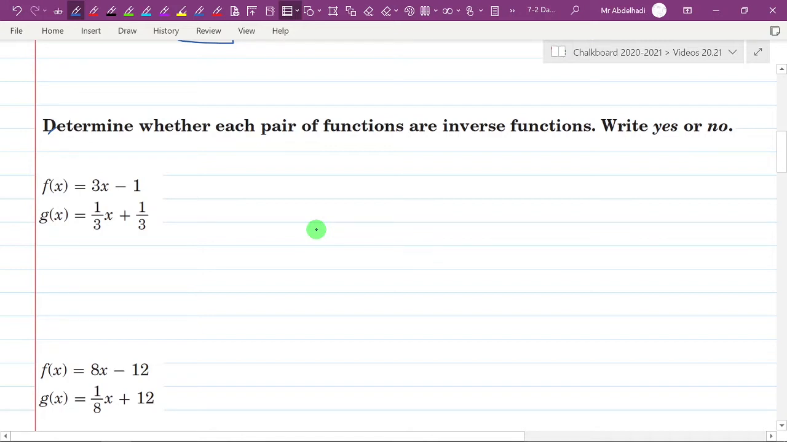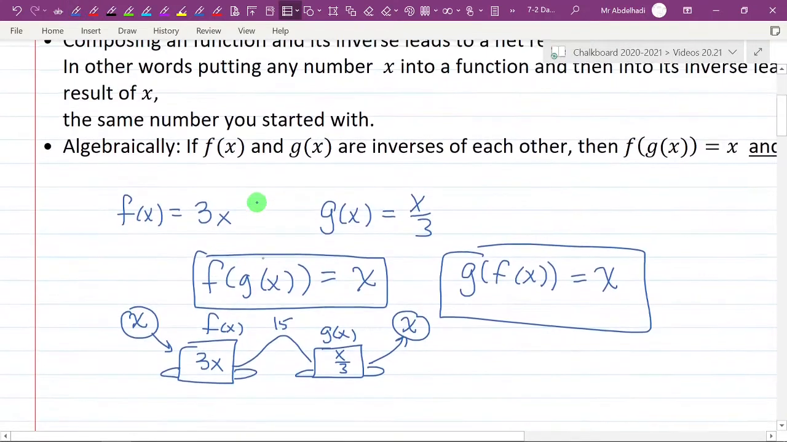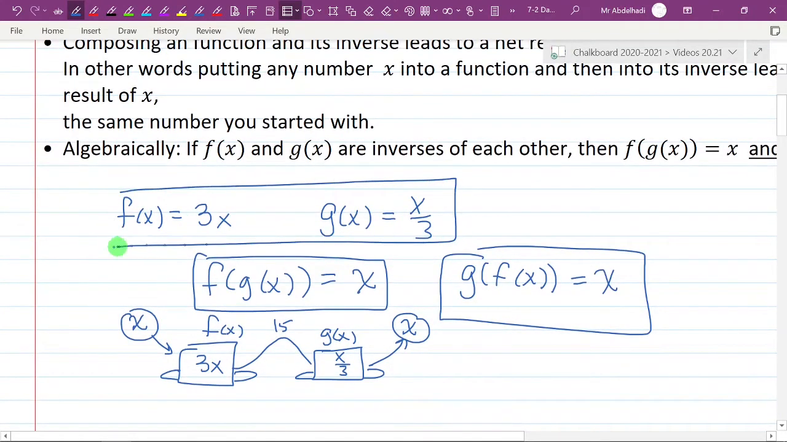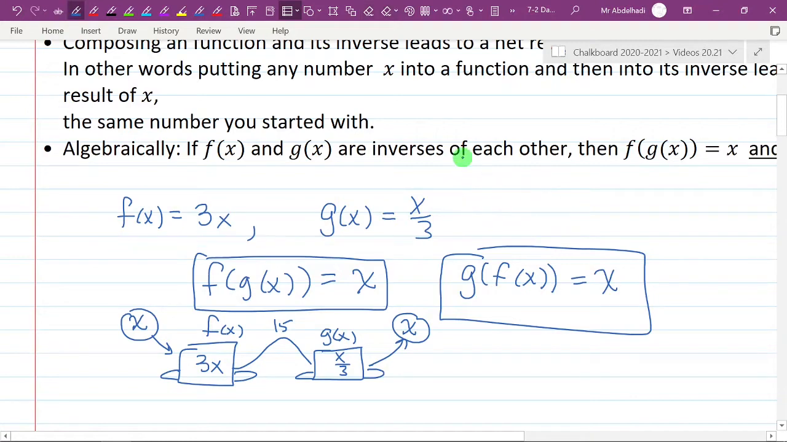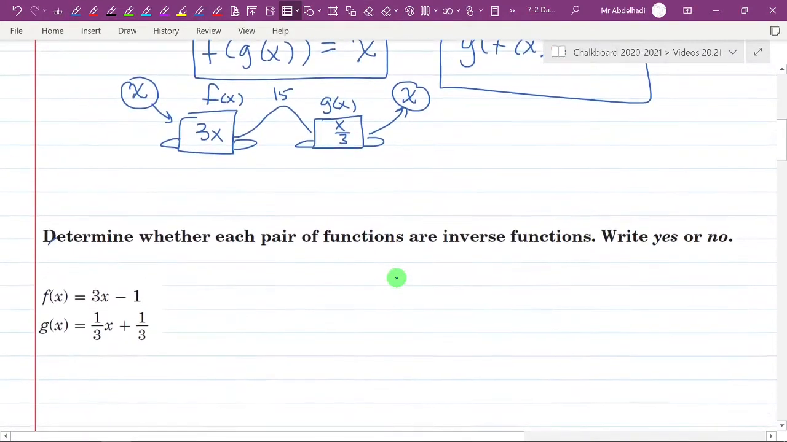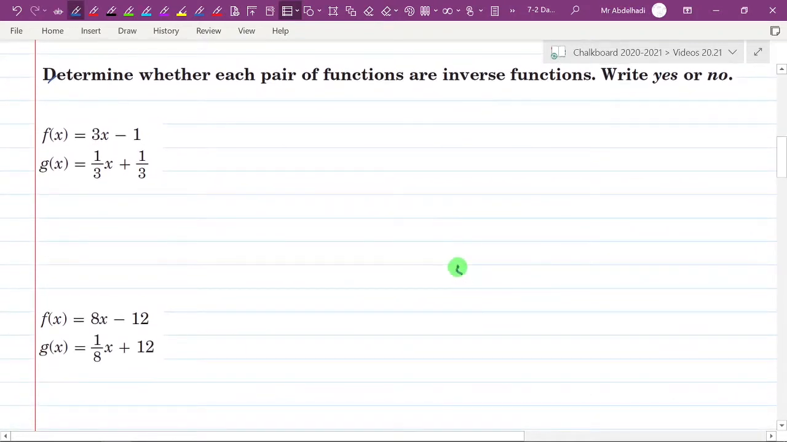So here's how we do this. And by the way, sometimes, for instance with these two functions here, you can just look at it and see that they're obviously the opposites. You might be tempted to write yes immediately. Once again, can't do it, won't get any credit. You have to do the composition of functions here. So let's go ahead and do the composition of functions.